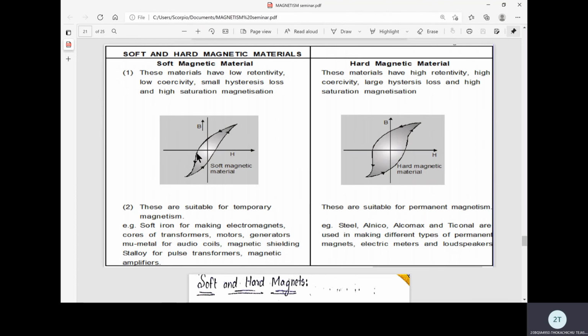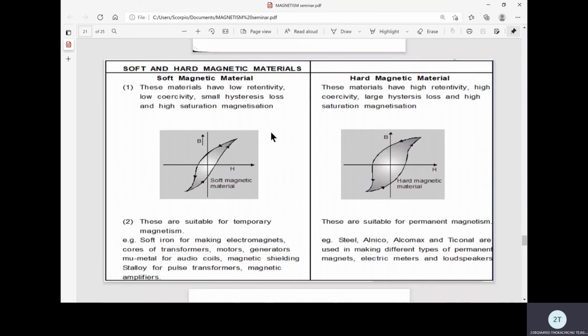this width is very less compared to the hard magnetic materials. This width is less, meaning we only require a less external magnetic field to magnetize these materials. While for the hard magnetic materials, this width is broad, which indicates that a greater amount of external magnetic field is required to magnetize these materials. So it is difficult to magnetize them.